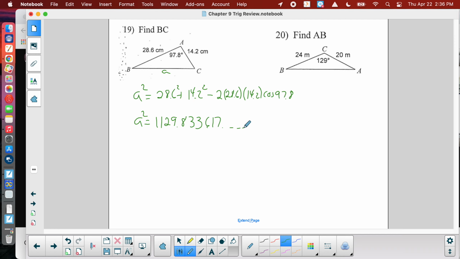Okay? You say, that doesn't make any sense. That's a stupid answer. I must have done something wrong. I must have put in the wrong numbers. What did I do? No, you did everything fine. That's not the length of the side. That's the length of the side squared. Law of cosines always gives me the length of the side squared. So I have to take the square root of that answer to get the length of the side. The side is the square root of that, which is 33.6.